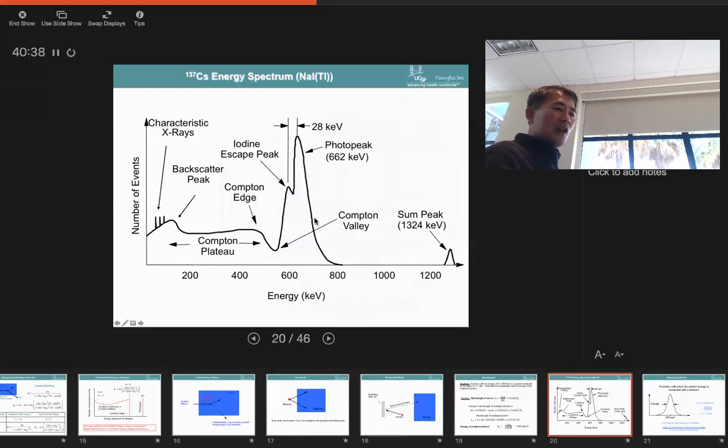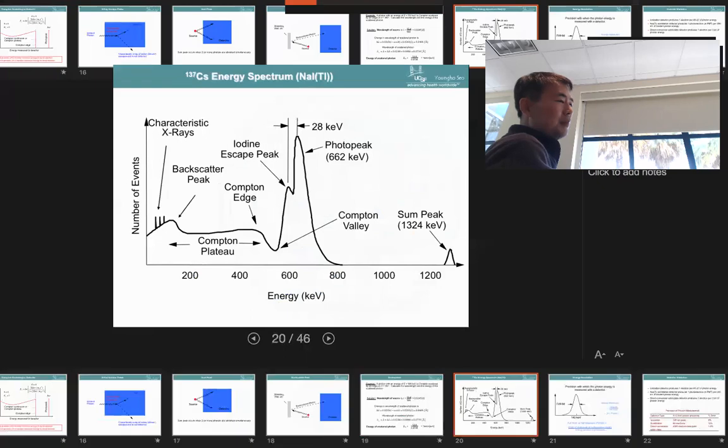And then, of course, you can see some sum peaks for cesium-137. The sum peak should be 1,324 keV when two interactions are summed together. If three, there's something like a peak around there. Any questions about that? So we do understand now what kind of energy spectrum we expect from the combination of everything we put together.